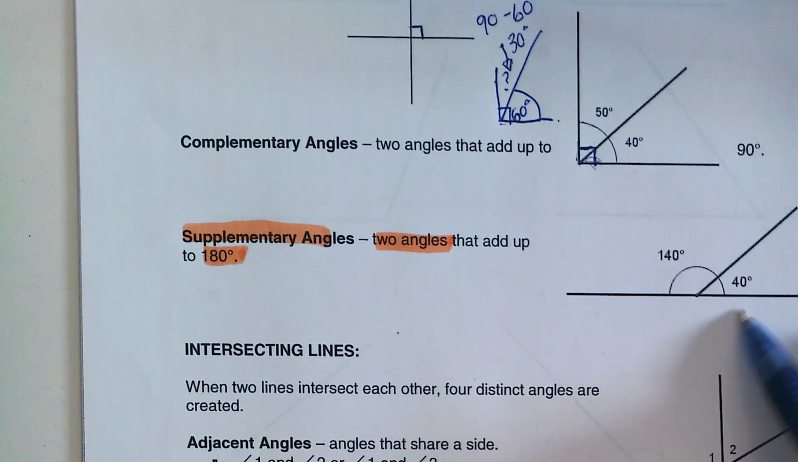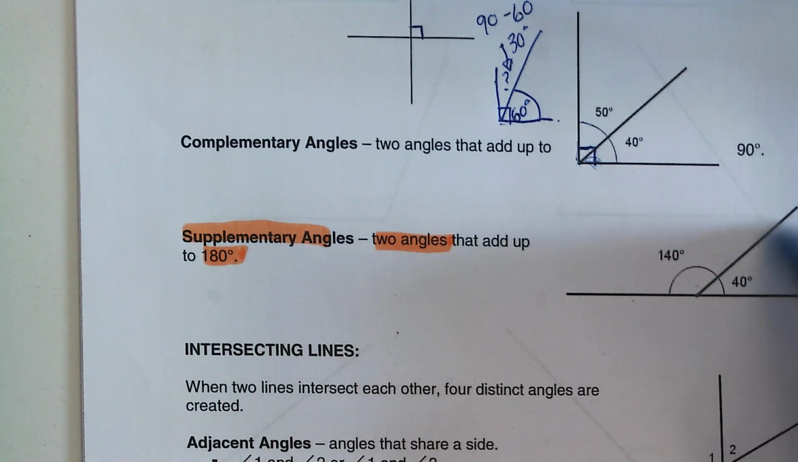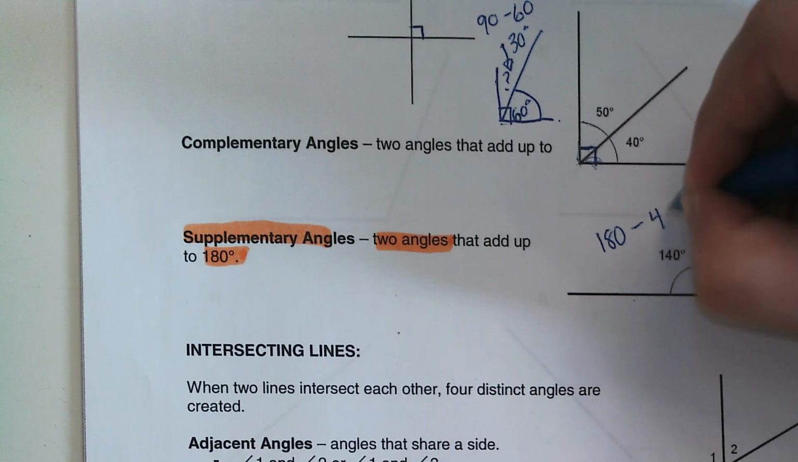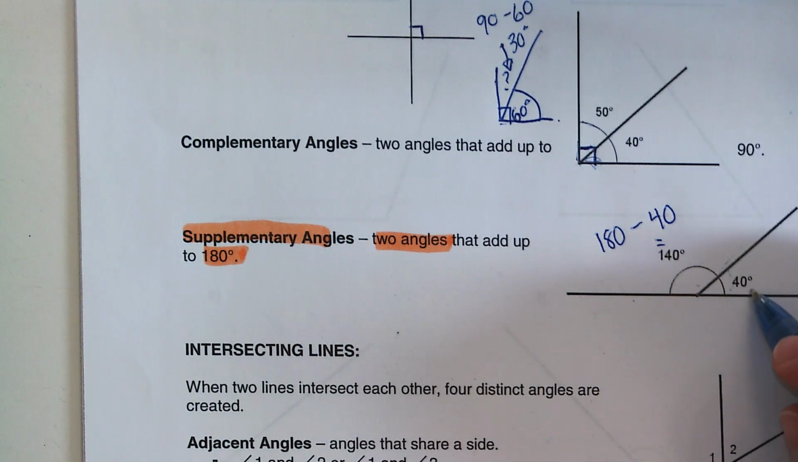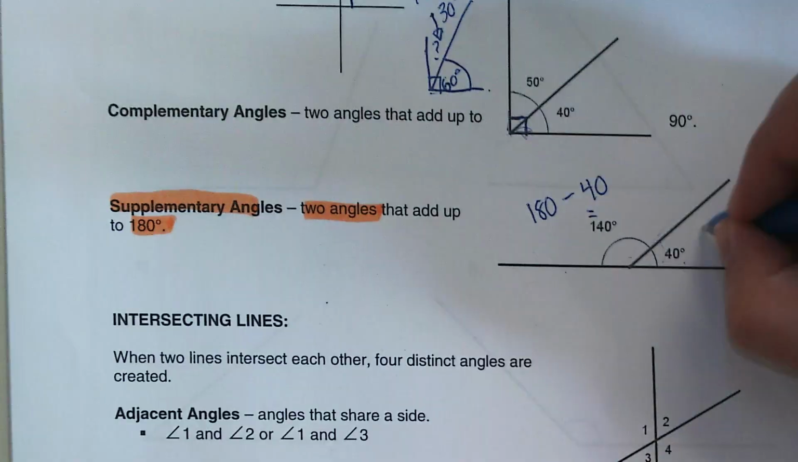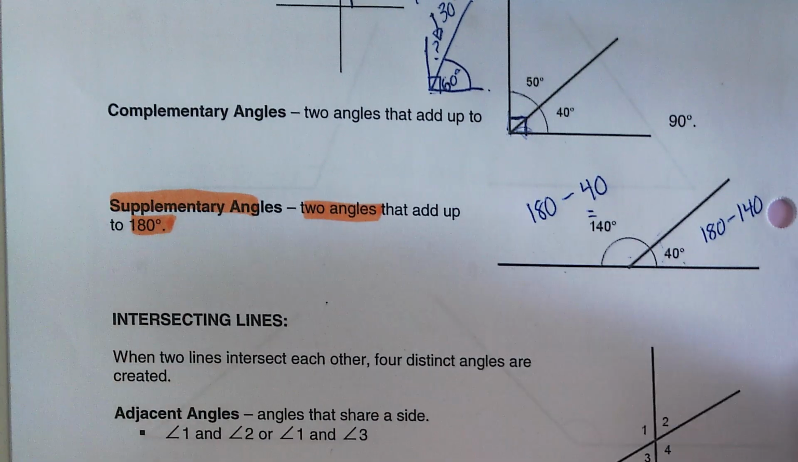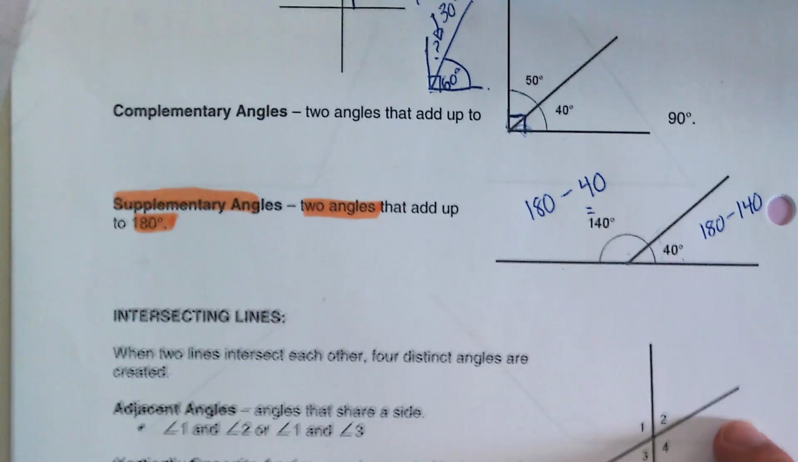So if we were to create a straight line like we have right here, and we were to split it up somehow, let's say this is 40 degrees, this side here would be 180 subtract 40, which equals 140. Same thing if we were to do the calculation here for the 40, if we know that the total is 180, we can do 180 minus 140. That's going to give me 40 degrees. So we're going to be using this property through the next couple of examples. But first, we do have a couple more definitions here at the bottom.